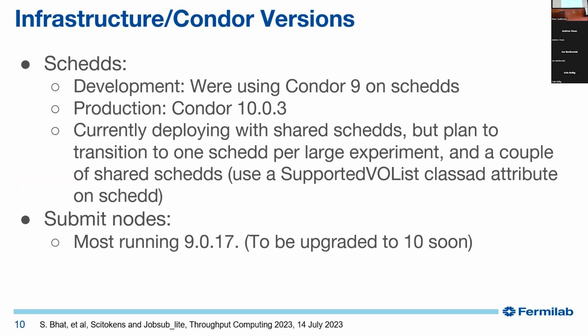All right, quick note on our infrastructure here and what Condor versions we've been using. So during development, because of timing and what Condor was available, we were using Condor 9 on our schedds. And now in production, we're using Condor 10.03. We currently are deploying with shared schedds. That is, these access points are available to be used by multiple experiments. We do plan on transitioning to a hybrid model whereby some experiments will have their own access point and other access point schedds will be shared amongst multiple experiments.